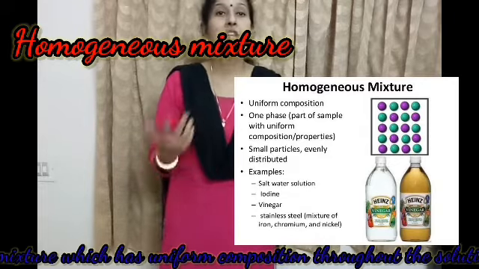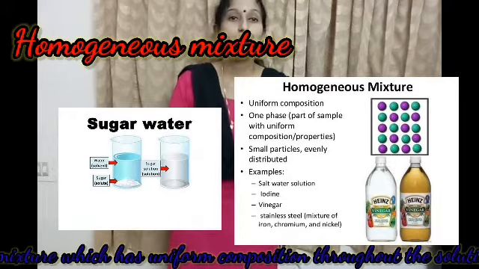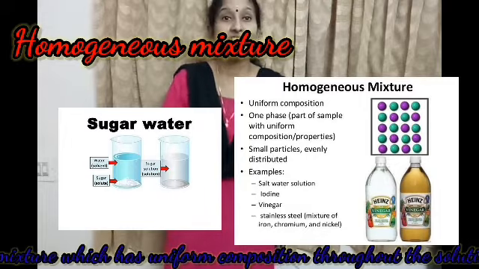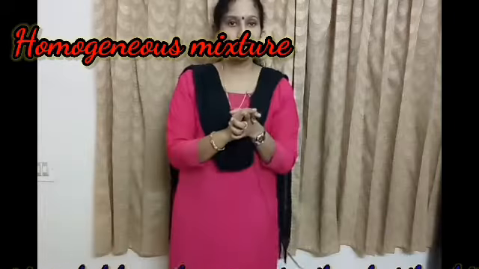Uniform composition everywhere. For example, salt solution or sugar solution. If we taste salt or sugar solution, we will get the same taste everywhere. We get only the taste of sugar or salt. Why? Because that mixture contains only salt particles. Same composition everywhere or uniform composition everywhere. Such mixtures are known as homogeneous mixtures.